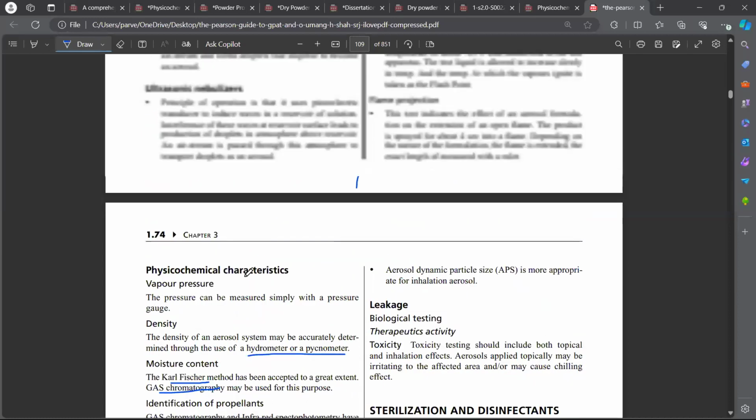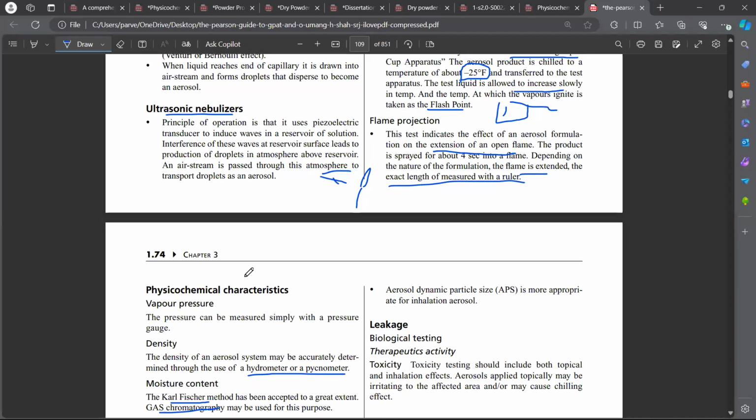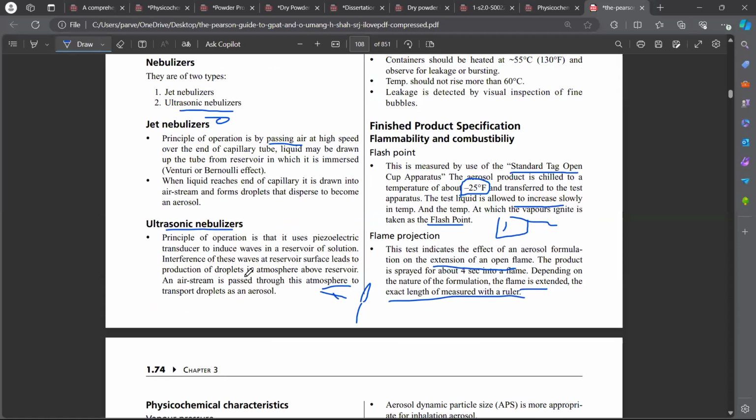Come on, guys. The particle size determination of the aerosols is done by which equipment? Particle size determination of aerosols is by cascade impactors, guys. Great. So let me develop an MCQ for you.